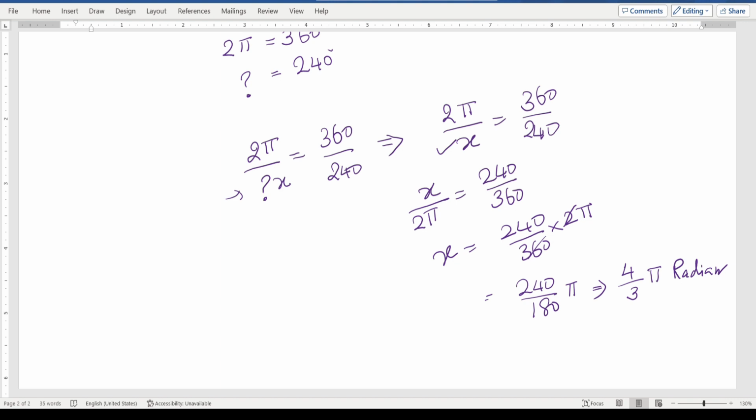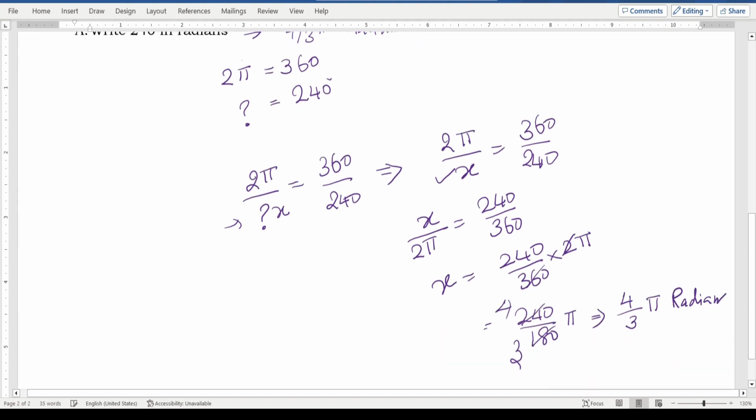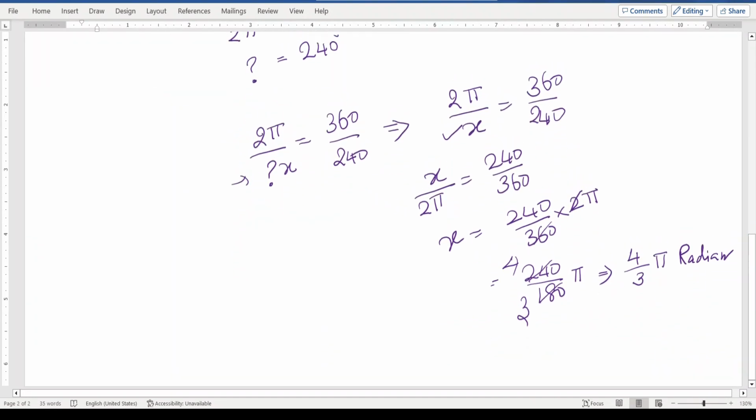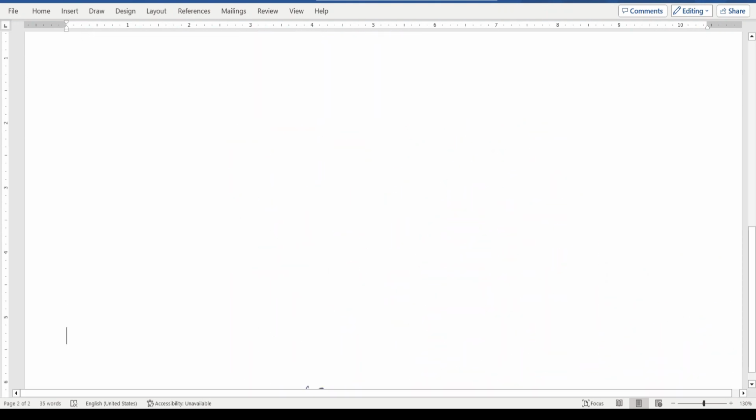Right, understand how 4 by 3 pi radian? Very simple. You'll get the answer, which equals 4 by 3 pi radian. Okay, now let us see another example.